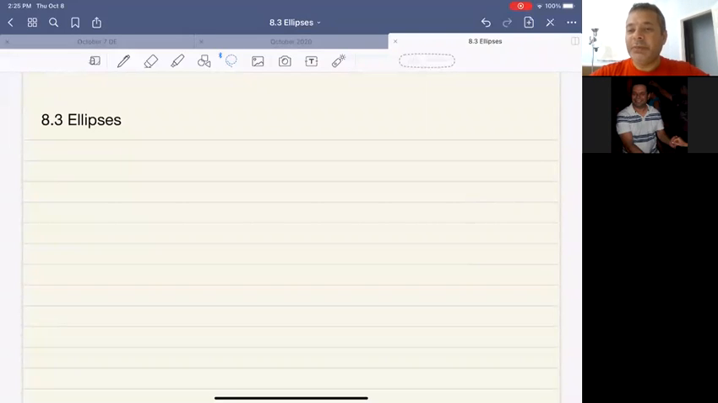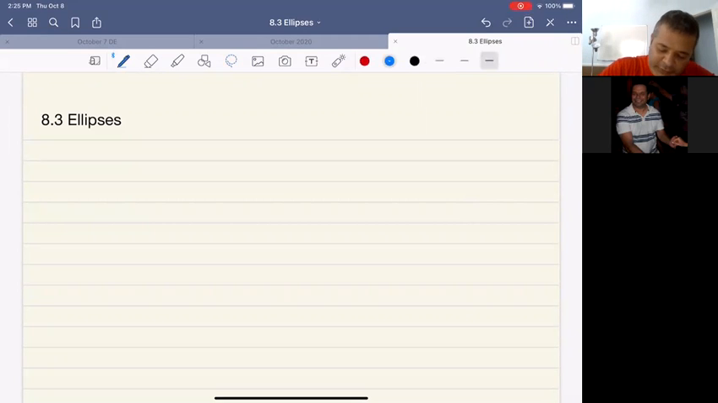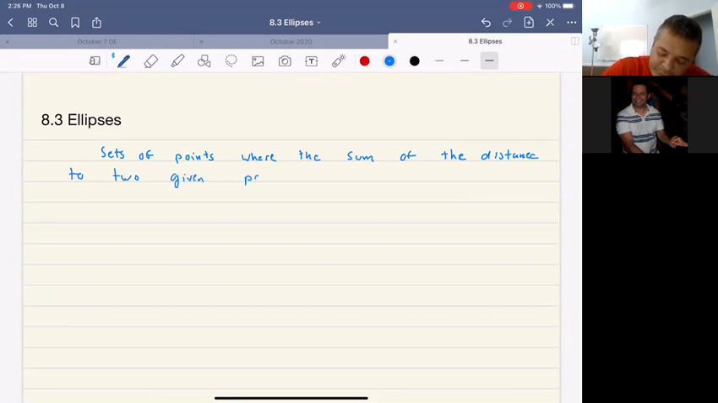All right, welcome. Today we're going to talk about ellipses. So ellipses are sets of points where the sum of the distance to two given points, called the foci, is constant.